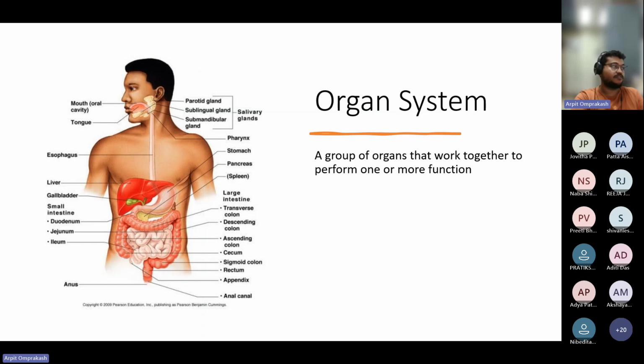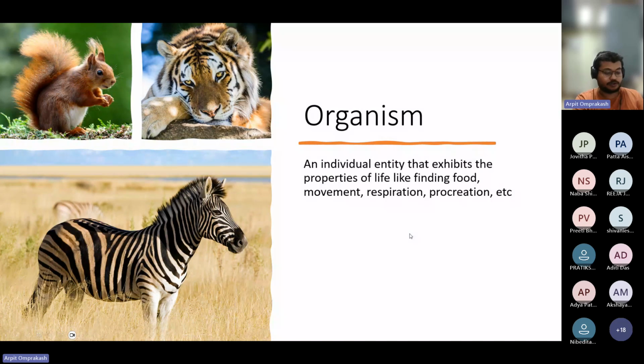On the left hand side here, we have the digestive system, which is basically a group of all the different organs that we saw before, like liver, gallbladder, small intestine, large intestine, stomach, mouth, esophagus, and tongue. So all of them are different organs coming together to perform one function, which is digestion of food. Now, a lot of different organ systems come together to produce an organism. An organism is an individual entity that exhibits the properties of life, like finding food, eating food, movement, respiration, procreation, etc.